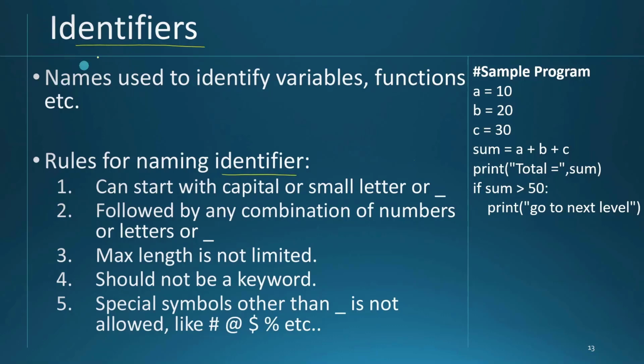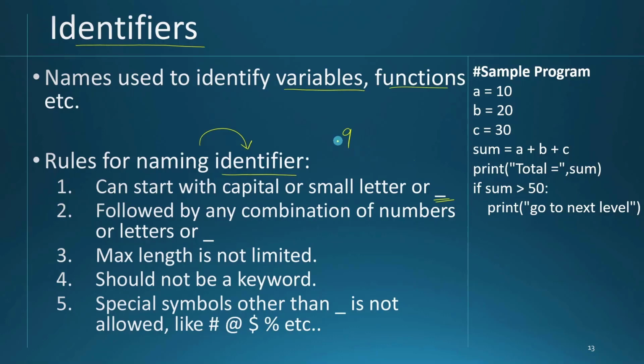As I told you, identifiers are names used to identify different variables, functions, and different things inside Python. So now let us see what the rules are for creating a proper identifier or a name inside Python. Now see the first rule. It says that a proper identifier can start with a capital letter, a small letter, or an underscore. So you can understand an identifier cannot start with a number like 7, 8, 9, something like that. You can start either with a small letter, a capital letter, or an underscore. Followed by that, any combination of numbers, letters, or underscores is allowed.